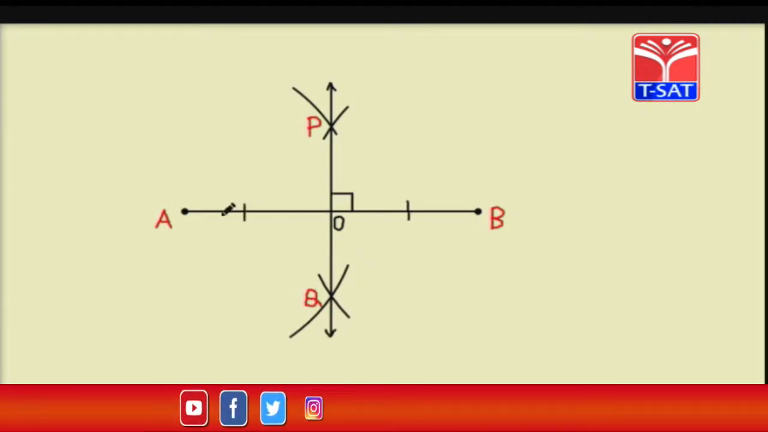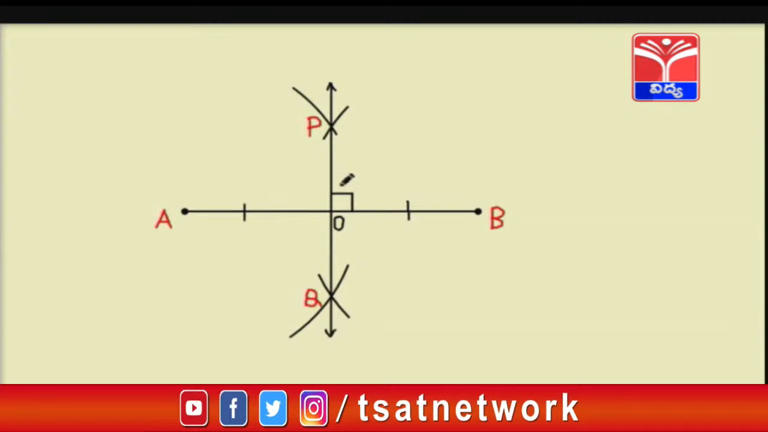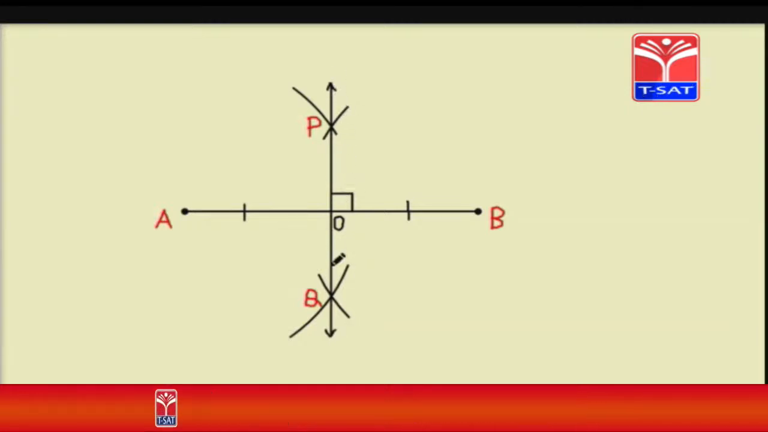And also, if you measure, you will notice that OA and OB are equal. Not only that, this line PQ makes an angle of 90 degrees with AB. Hence, I can say that PQ is a perpendicular bisector of AB. So, children, we have seen how to construct a perpendicular bisector of a given line segment. Now, let us see its justification, children.